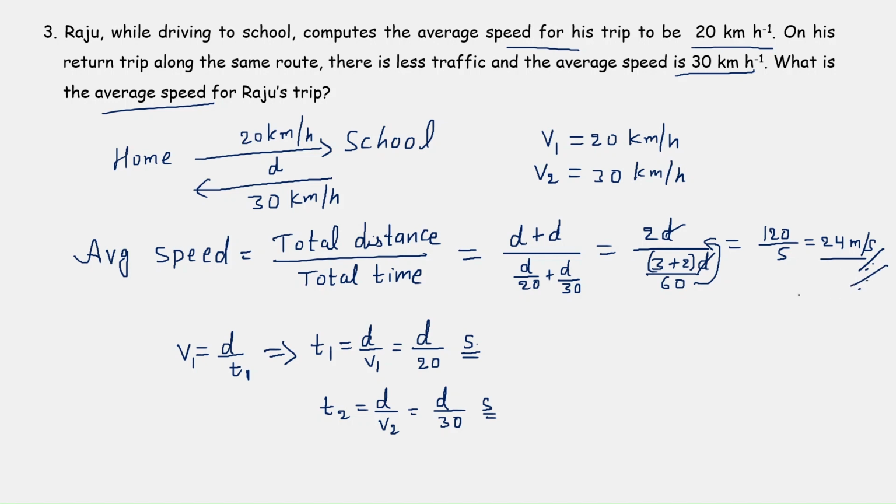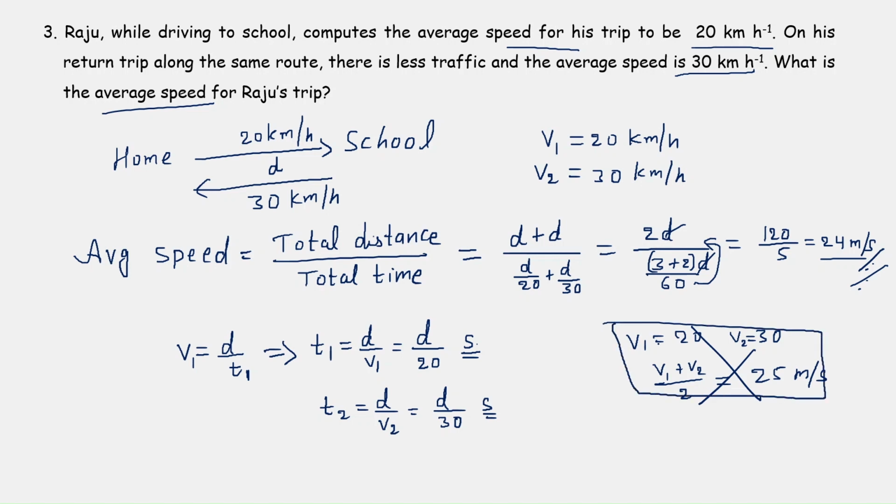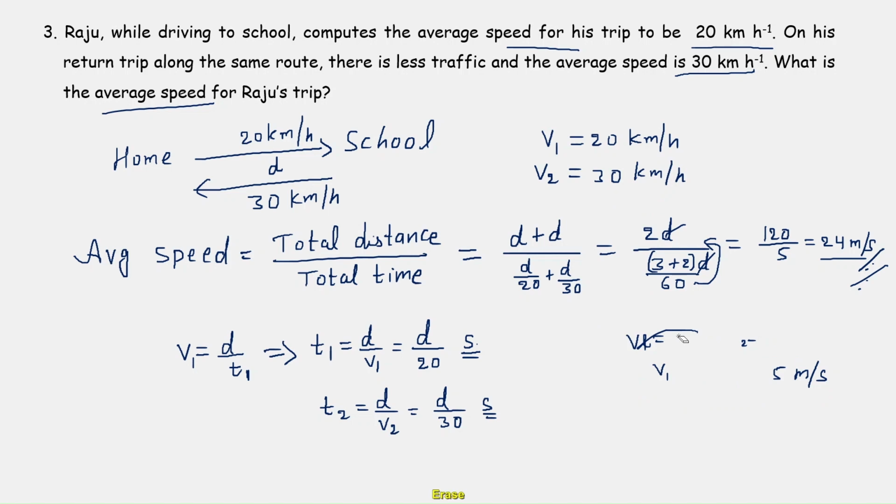So this is how you will find out the average speed. Please don't consider v1 is 20, v2 is 30, and then add v1 plus v2 by 2. No. Then you will get 25 meter per second, so this is wrong. Don't use this formula to find out average speed when they have given the same distance, but they have changed the direction and they have velocities. So whenever you have this kind of situation, you can use this kind of solving method.